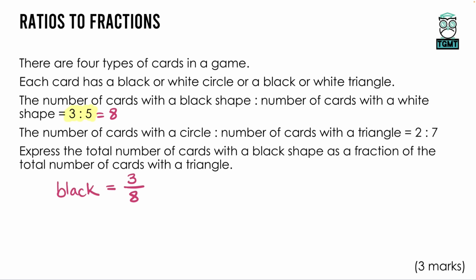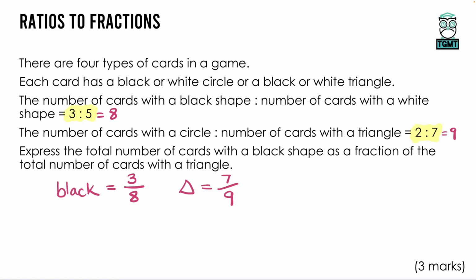We can then do exactly the same with the circles and triangles. And it wants to know out of the total number of cards with a triangle. Well, this ratio here adds up to 9, and the 7 represents the triangles. So let's just draw a triangle. The triangles are therefore 7 out of 9.